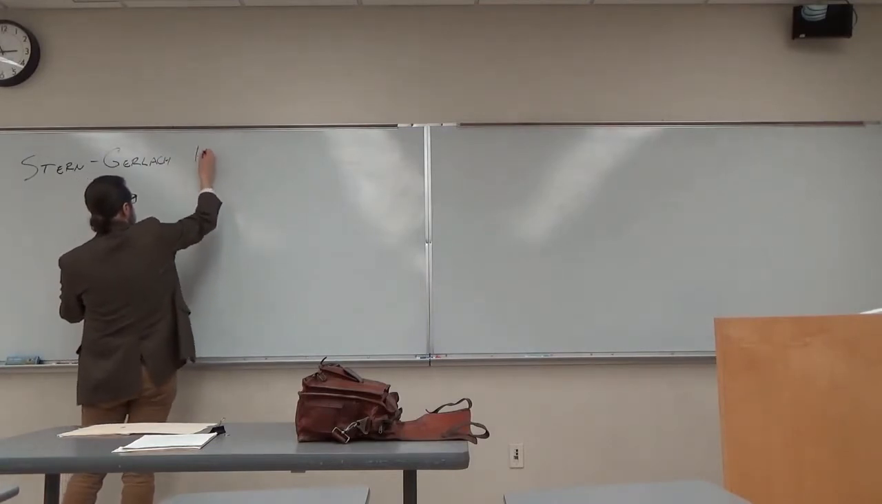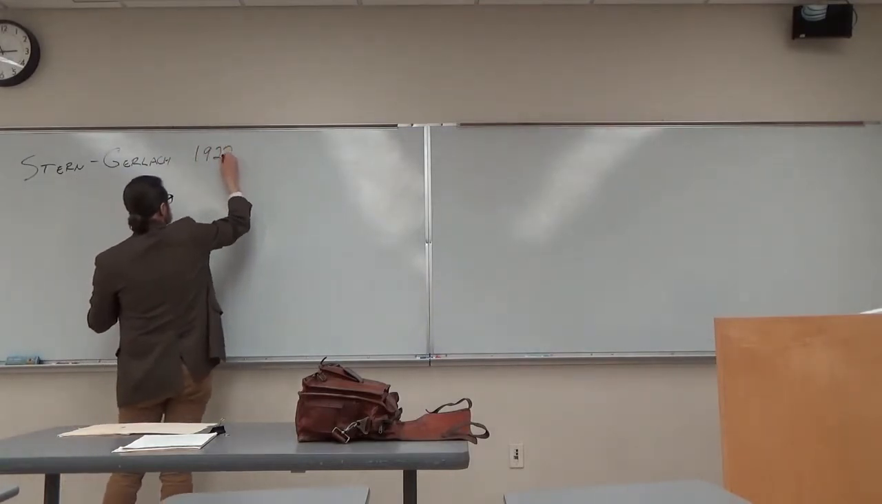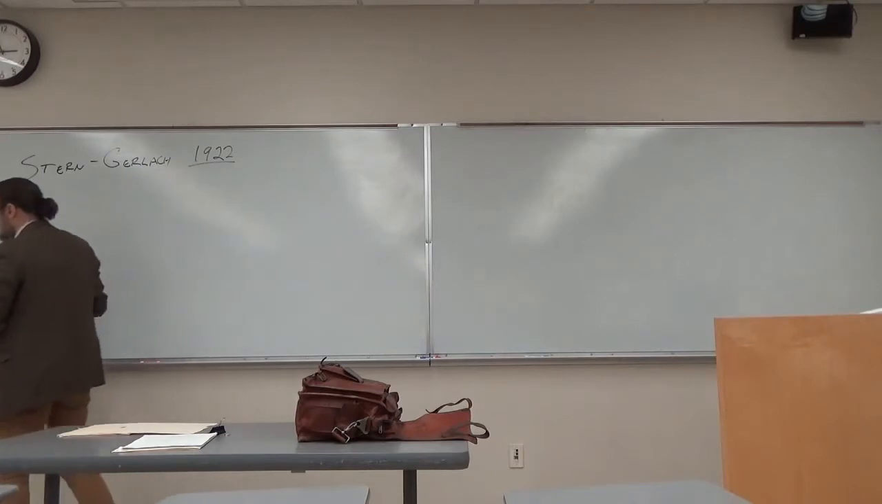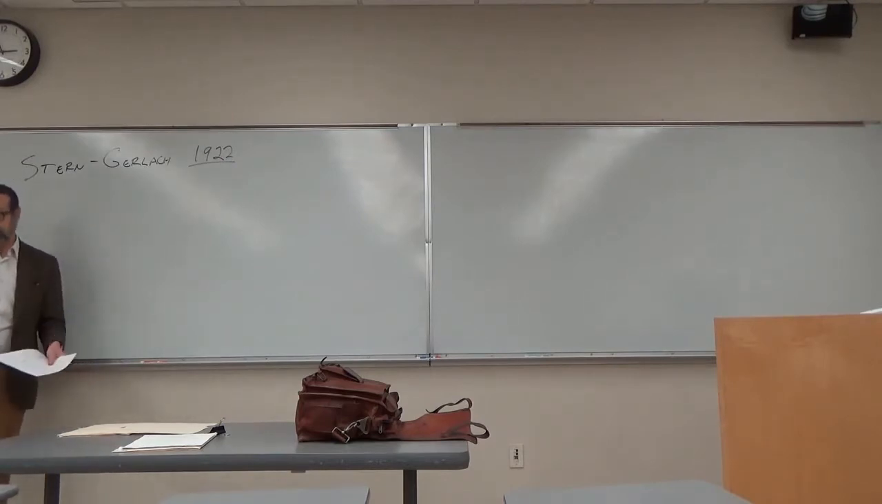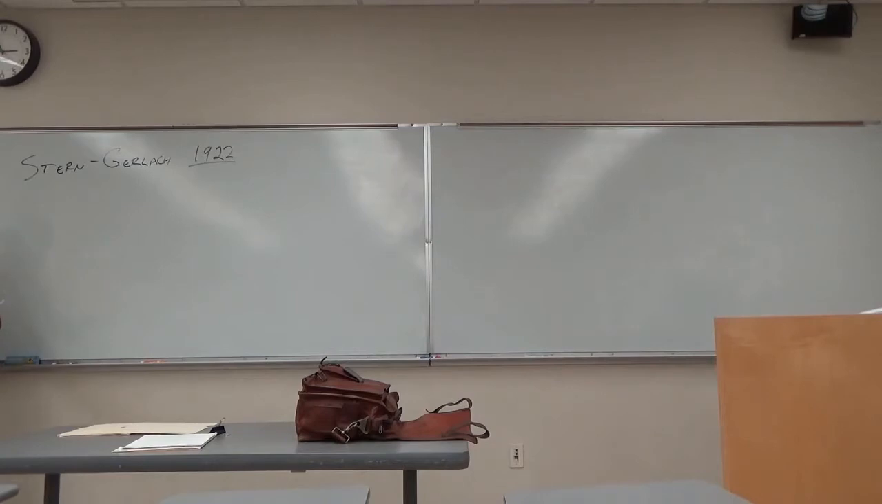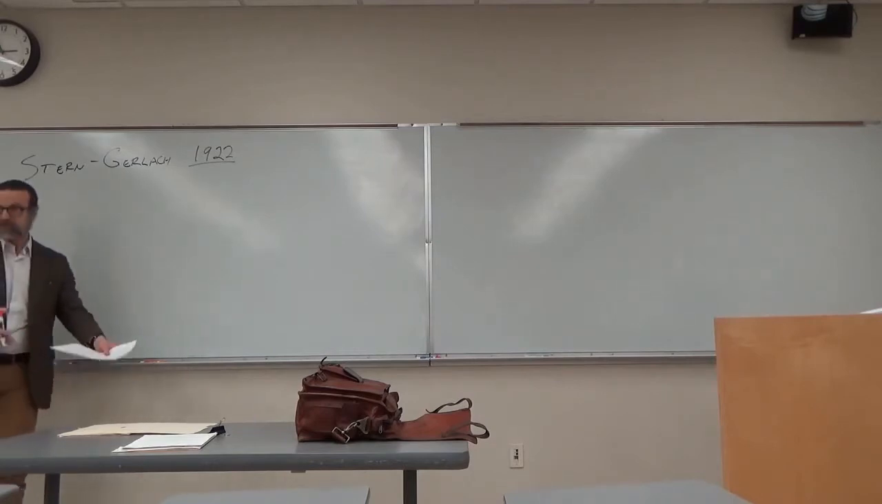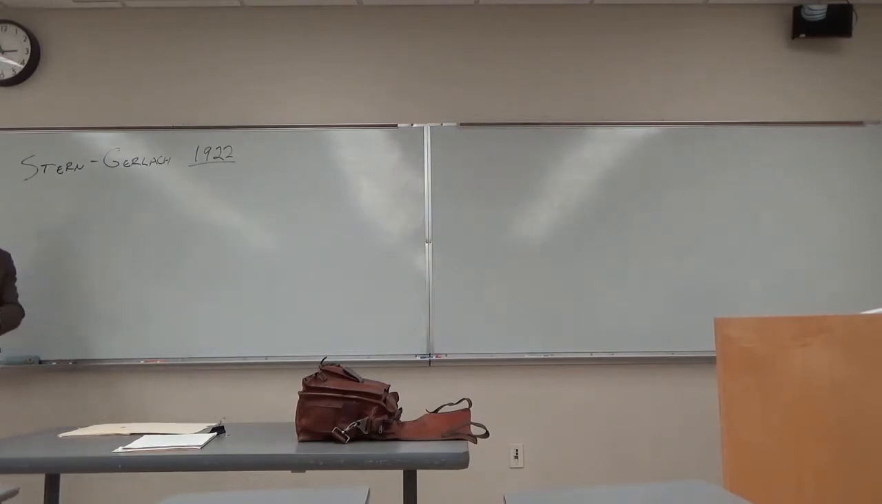This is 1922. So the Stern-Gerlach experiment was basically an experiment in which people were investigating angular momentum and the relationship between orbital angular momentum and spin. And, you know, we'll talk about that later, but I want to talk about a particular case of it, which is a special case in which the atoms being examined are silver.